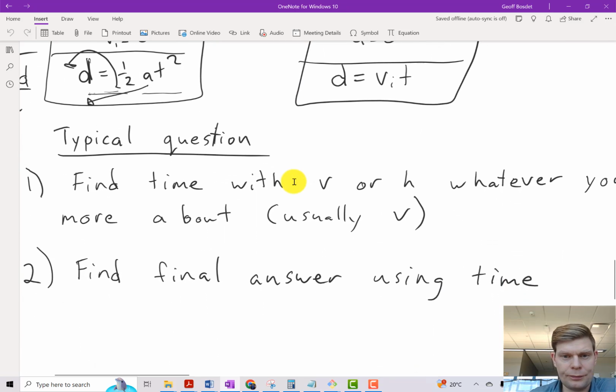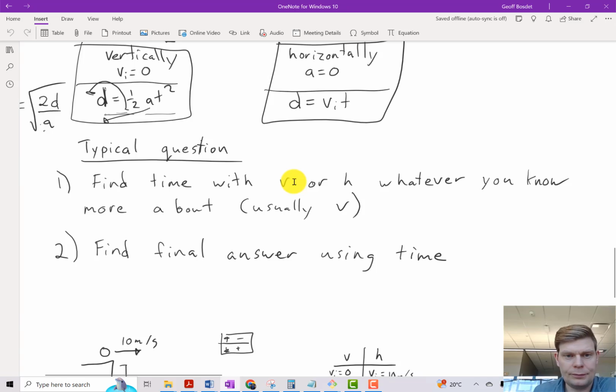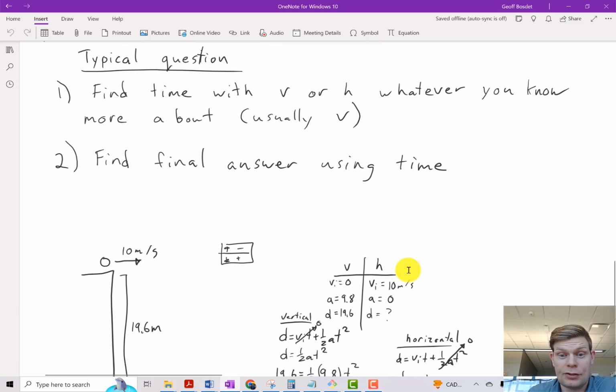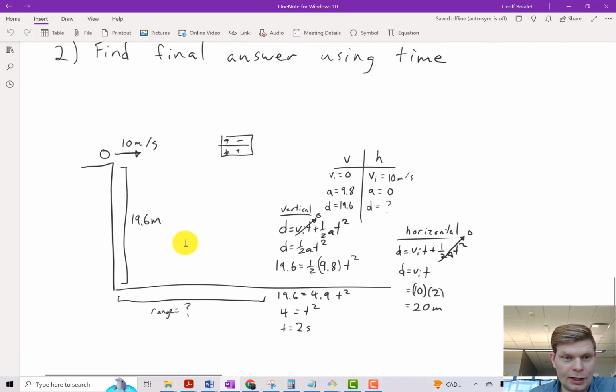Here's a typical question. Find time with, this is just what I said, your two steps, usually they're two-step problems. You find time with either your vertical or horizontal information, whatever you know more about, and then find the final answer using time. So here's an example question. We're firing something horizontally at 10 meters per second off a 19.6 meter cliff, and we're interested in the range.